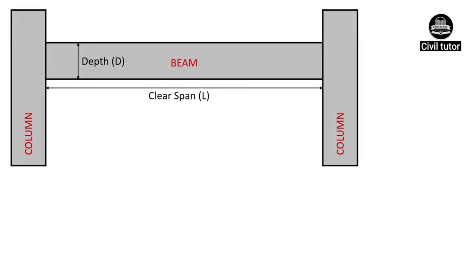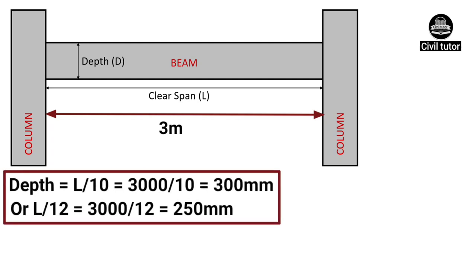Let's take another example of a beam having a clear span of 3 meter. Its depth will be given by depth equal to L by 10, which is 3000 upon 10 equal to 300 mm, or L by 12, which is equal to 3000 mm upon 12, which will be equal to 250 mm.